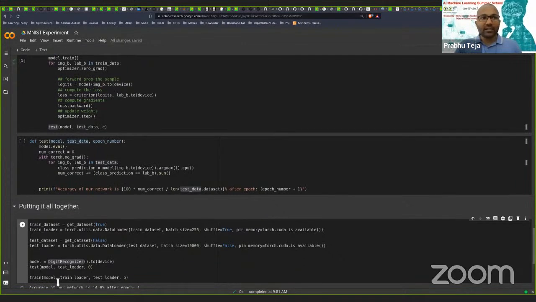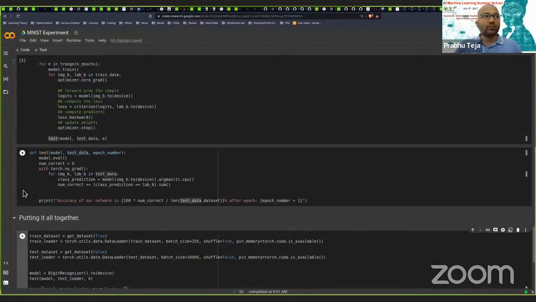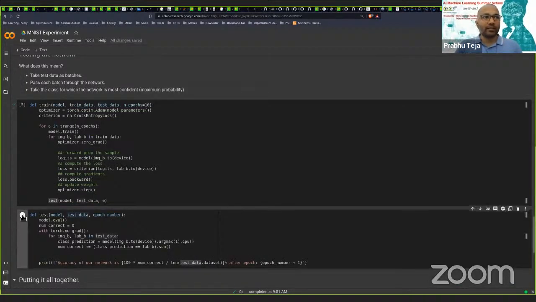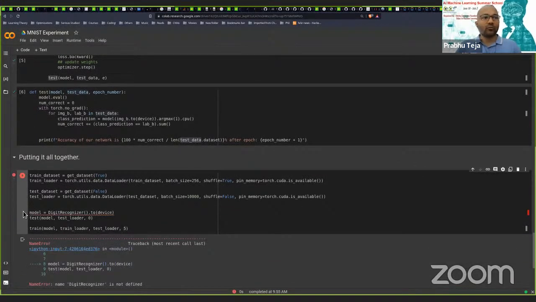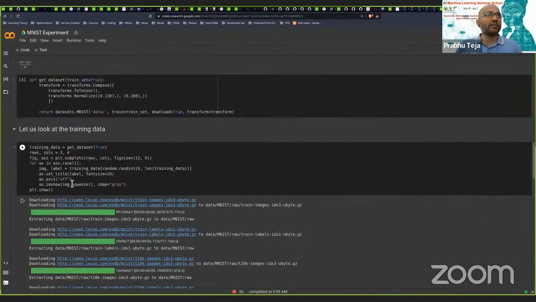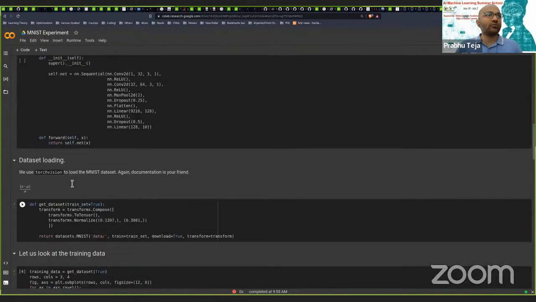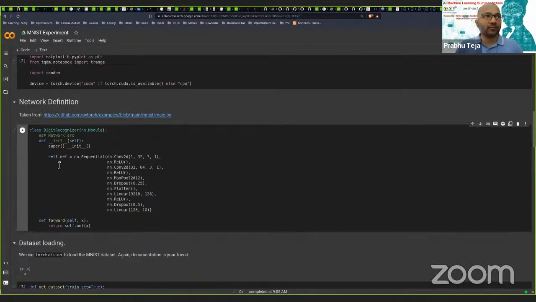So I want to test this model and then train it for 5 epochs. 5 epochs is basically 5 runs over the training set. So let us run the test function and let's run this. Oops, digit recognizer is not defined. Why is that? Because I did not run this. Okay.